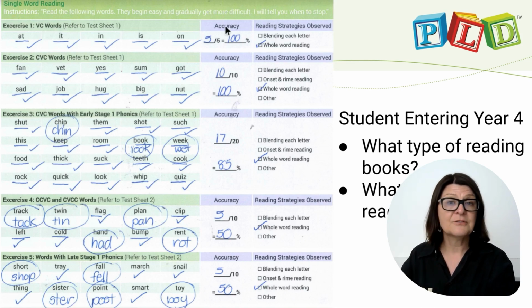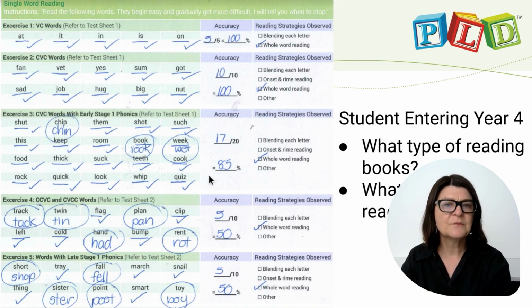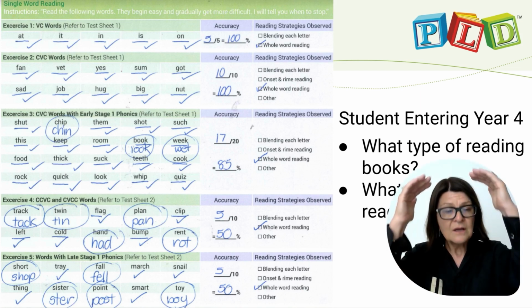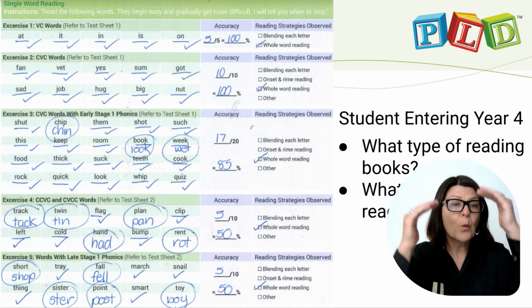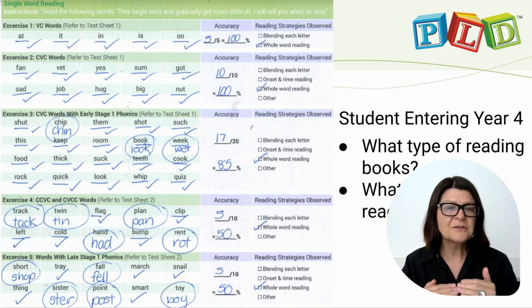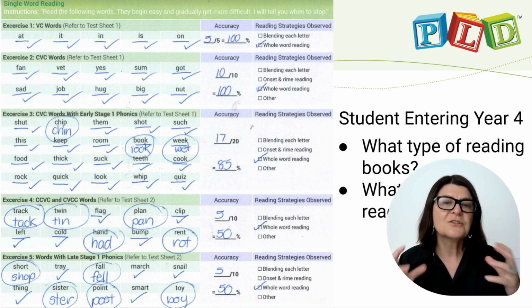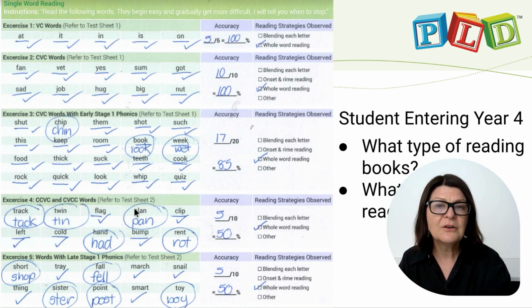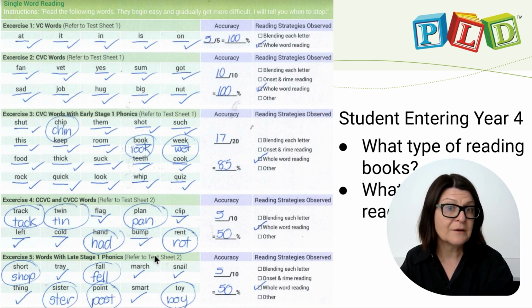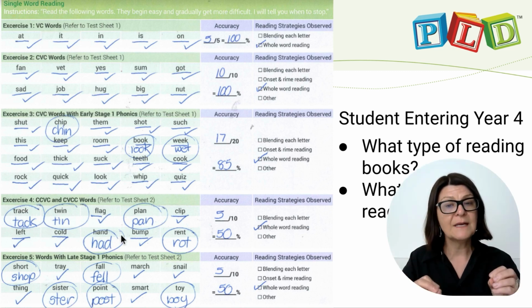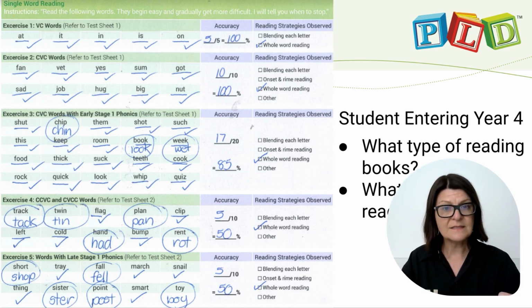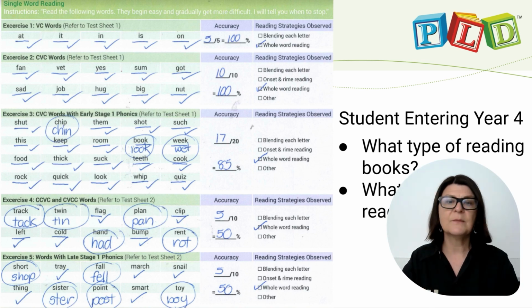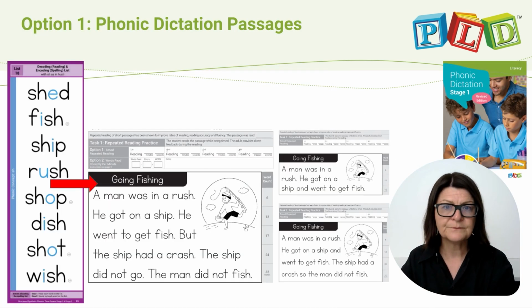So a student entering year 4: 100%, 100%, 85, 50, 50. At some stage on that reading screen, where does accuracy drop to? And what's your plan? Where are you going to start to target? Somewhere in this realm or something, or even in these 2 realms, we're looking for reading material, and then to assess next term, and hopefully those numbers have moved.